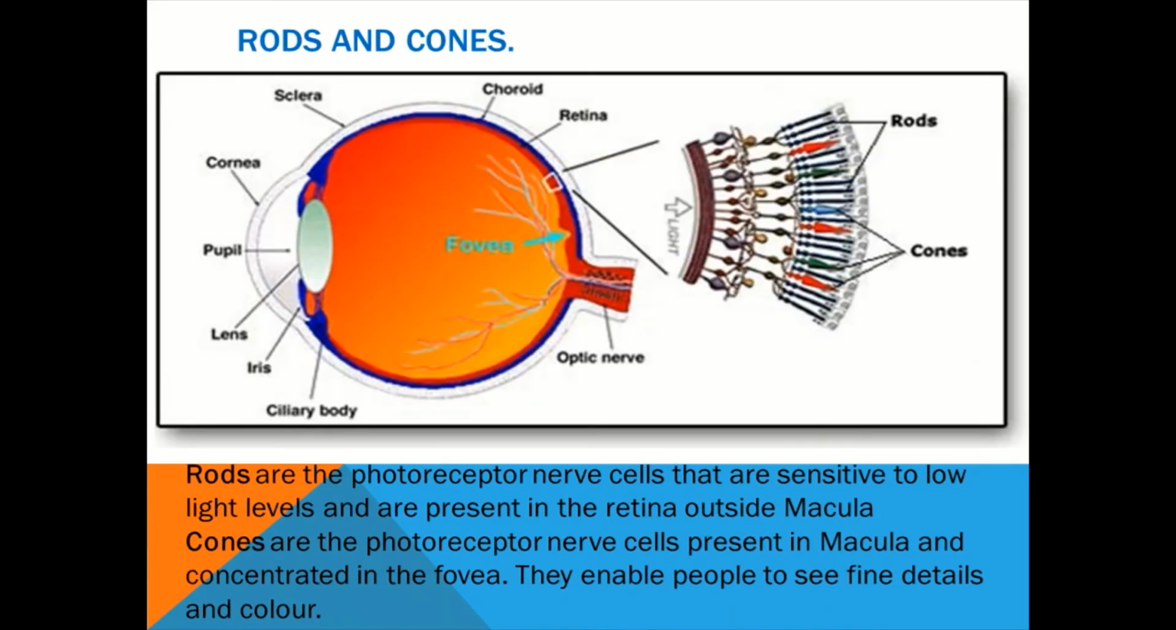Rods and cones. Rods are the photoreceptor cells that are sensitive to low light and are present in the retina outside the macula. The cones are the photoreceptor nerve cells present in the macula, which are concentrated in the fovea. They enable people to see fine details and colors.